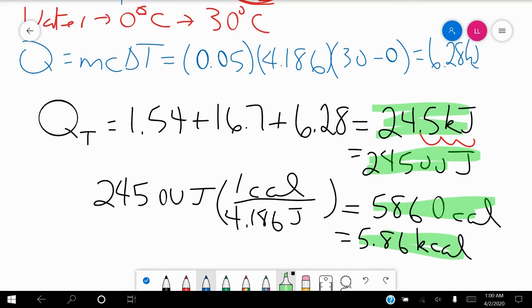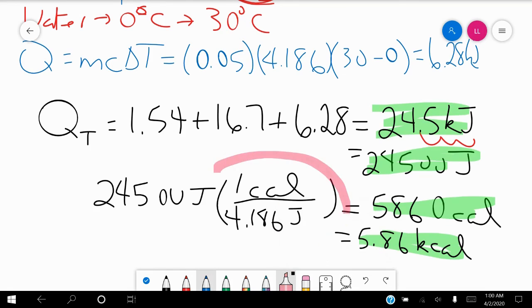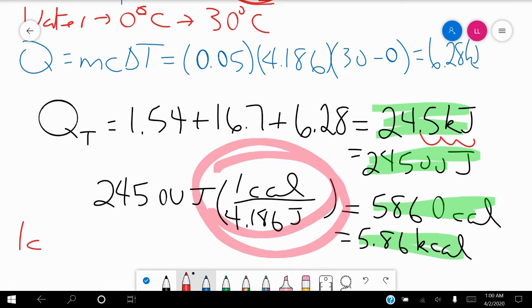So just pay attention. Remember this conversion factor here, 1 calorie equals 4.186 joules. You can even put that to kilojoules, but I would convert from kilojoules to joules, and then joules to calories.